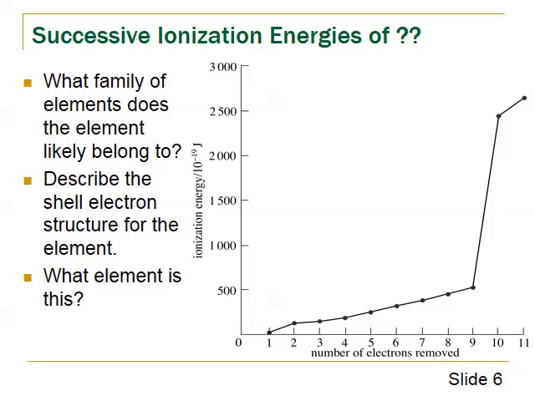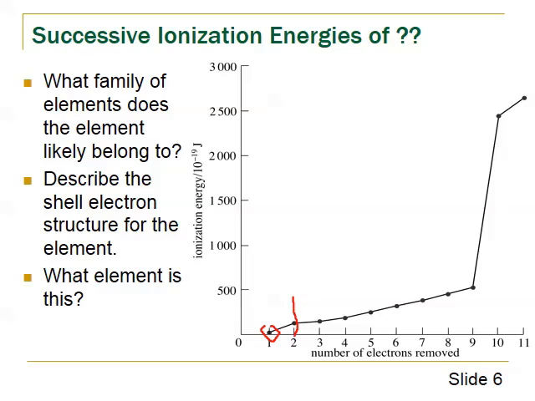So what family of elements does this element likely belong to? Well, let's make sure we understand what we're looking at. This is ionization energies on the y-axis being graphed against number of electrons removed. So the first electron removed here, that must have been a valence electron. Then there's a jump. So there's a small jump here. So that suggests that there was only one valence electron. Let's see if that makes sense.